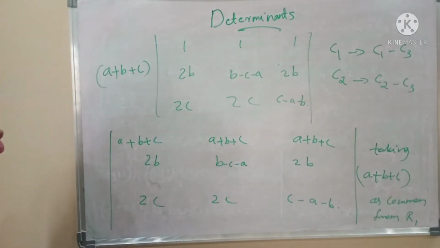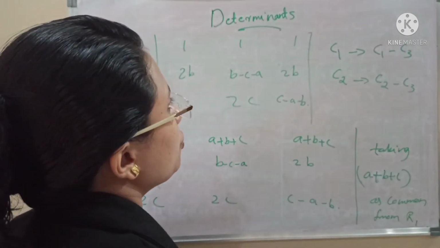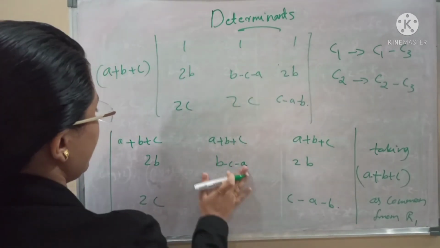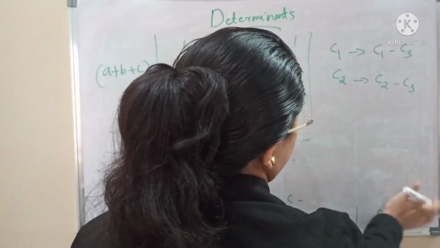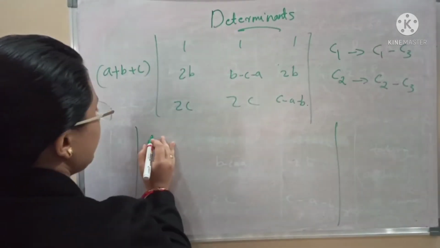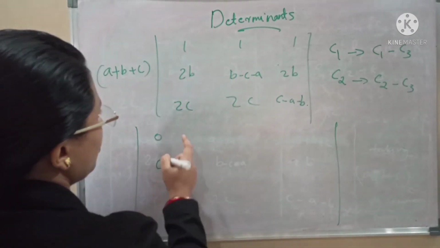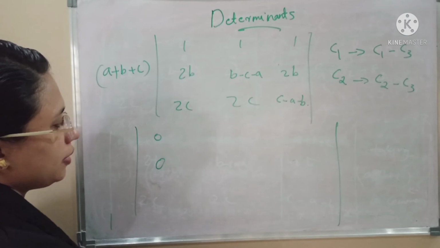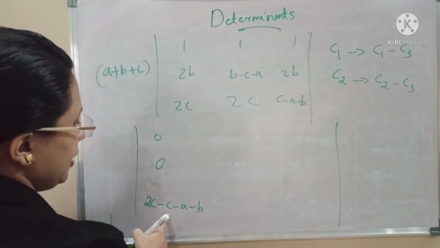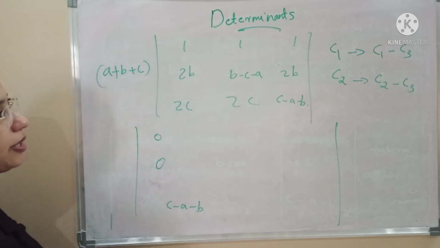Fine. So what is C1 minus C3? If I am doing C1 minus C3, what you will get? So 1 minus 1 will be 0. Then 2B minus 2B will be 0. 2C minus C minus A minus B. Okay, so this will be 2C minus C will be C. So it will be C minus A minus B.